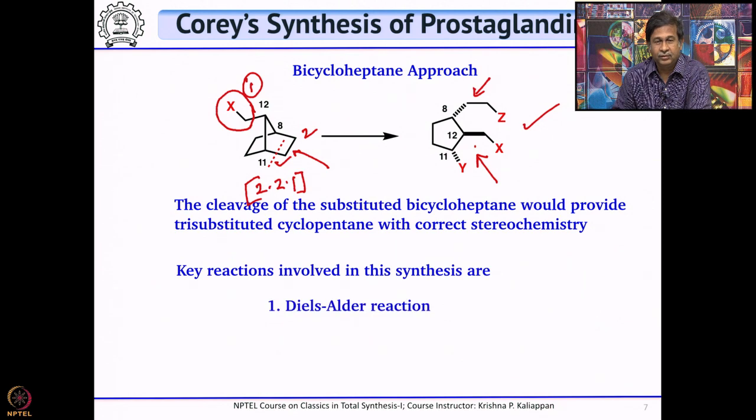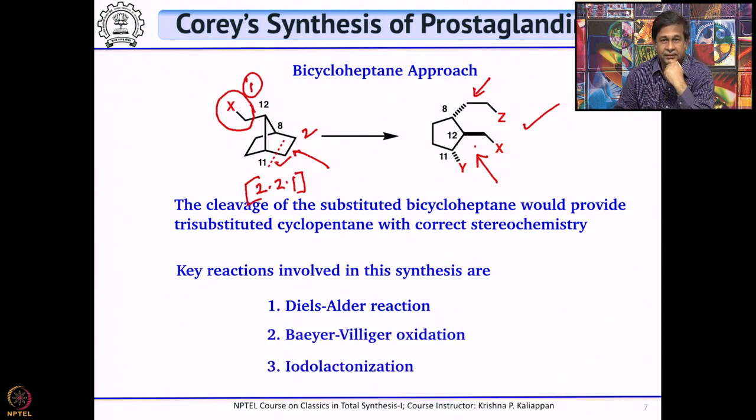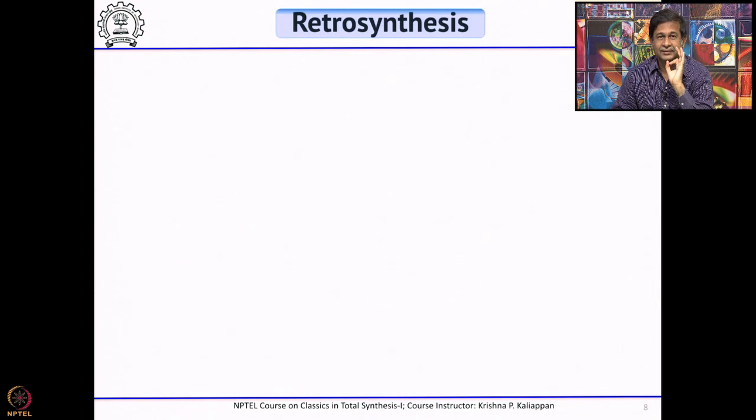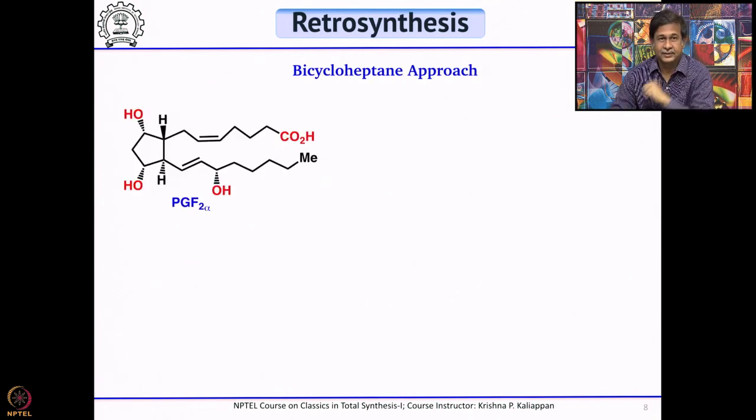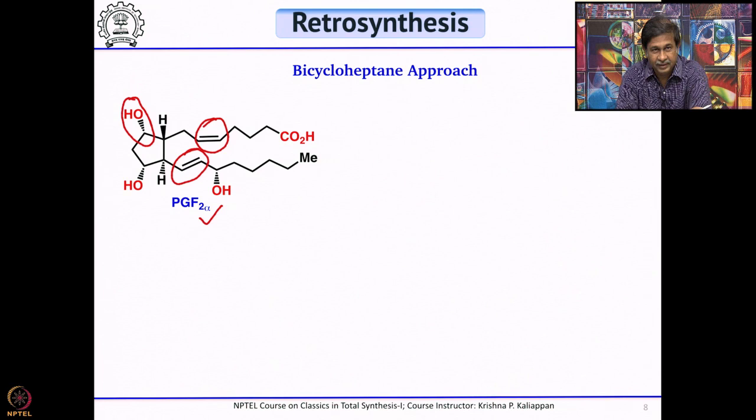The whole thing involved three key reactions: 1, Diels-Alder reaction; 2, Baeyer-Villiger oxidation; and 3, iodolactonization. These are the three key reactions which he used to synthesize prostaglandins. Okay. Let us see his retrosynthesis. When you look at this molecule, we start with PGF2-alpha. So 2-alpha, that means two double bonds are there, is it not? And alpha, this hydroxyl is alpha, okay, PGF.